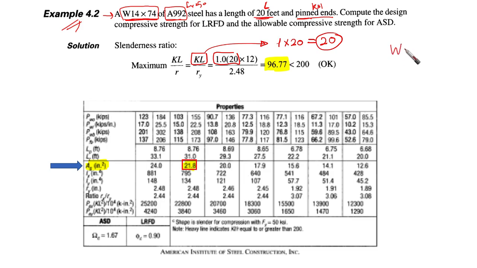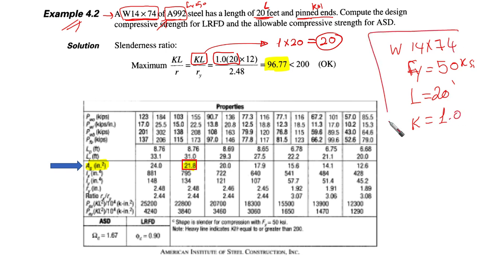We have wide flange 14 by 74. This would give us information about the element. F yield is going to be 50 ksi, because we are talking about this type of steel, A992, and the length is 20 foot, and K equal to 1 because we have pin ends. So these are the most important information we need from this example. The compressive strength for LRFD and the allowable compressive strength for ASD were required in the previous example.